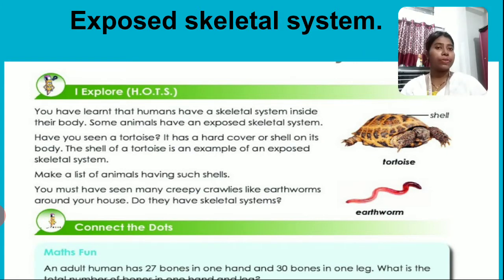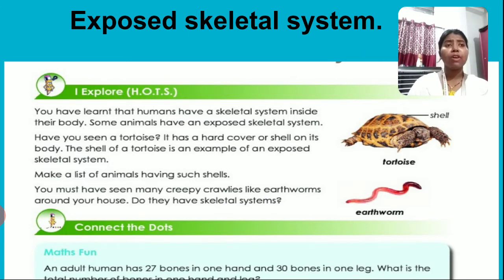Have you seen a tortoise? It has a hard cover or shell on its body. The shell of a tortoise is an example of an exposed skeletal system. The tortoise is an example of an animal having an exposed skeletal system. The hard covering that is outside the body of a tortoise is the exposed skeleton.